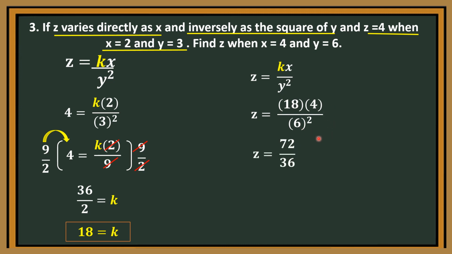Then, simplify. z is equal to 72 over 36. How do we get 72? 18 times 4, that is 72. 6 squared, that is 6 times 6, that is why we have here 36. Divide, z is equal to 2.